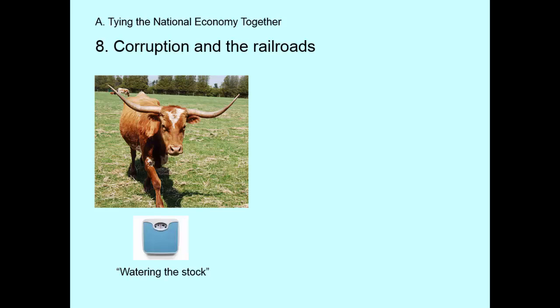Now my cows are bloated with water, not so much meat but water. They get on the scale, and lo and behold, my cattle weigh more. And so I'm able to get maximum prices for my cattle, even though they actually don't weigh what the scale says, because it's all water weight. Well, that's a technique that I said cowboys use, but railroad companies are going to do the same thing. They're going to water their stock.